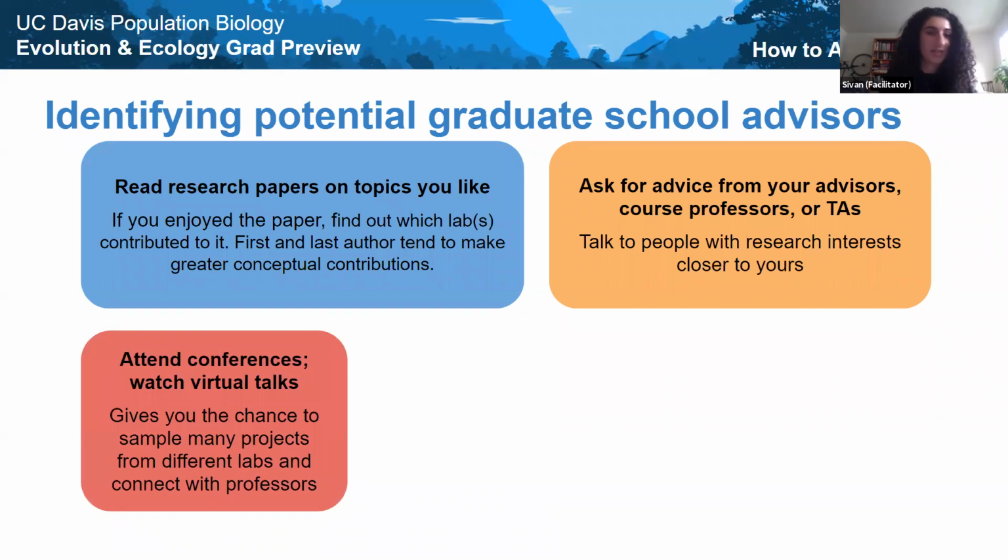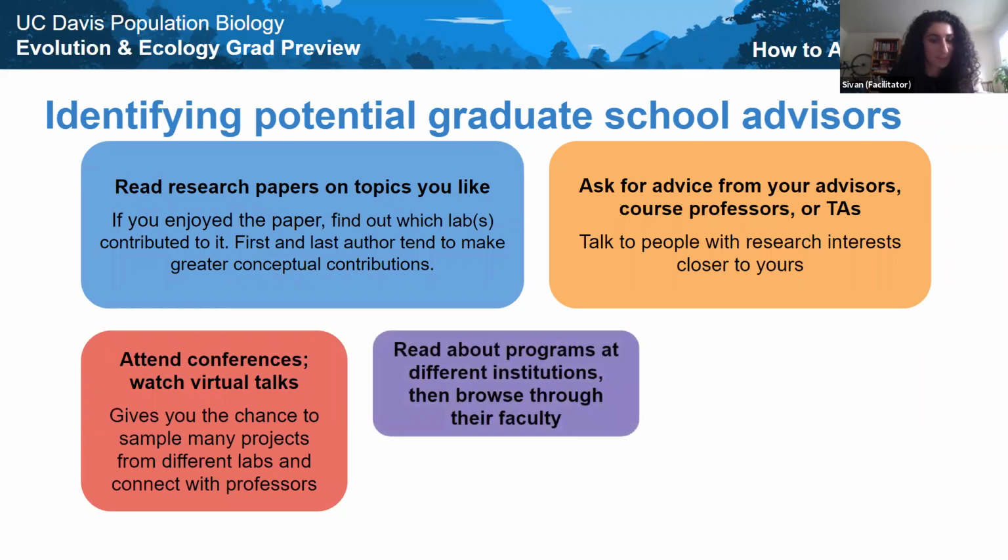You can also sample a bunch of different research by attending scientific conferences or watching talks that have been posted online. Many conferences have now gone online. Some are free or inexpensive, so it's worth asking your research advisors whether they could help you attend or present at one of them. And conference formats are nice because you have the additional opportunity to connect with members of the labs that you're interested in.